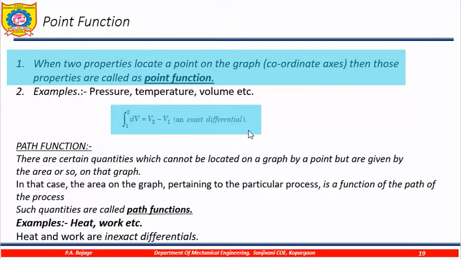So, this is the change in volume, integral 1 to 2 dV is equal to V2 minus V1. The meaning is the change in volume, which is an exact differential.